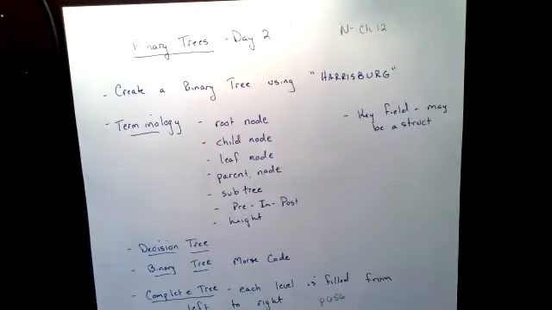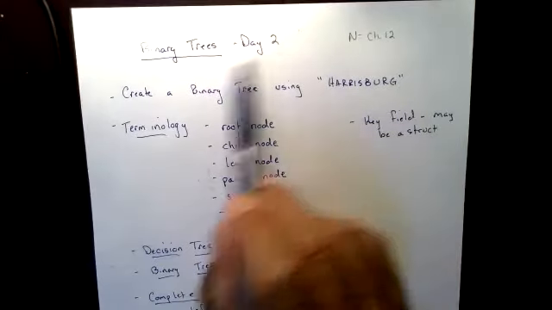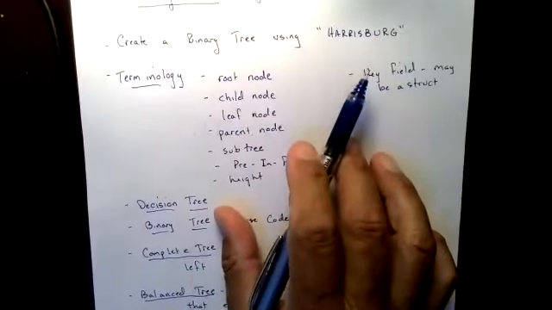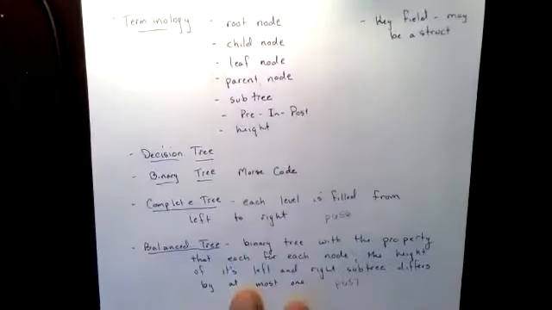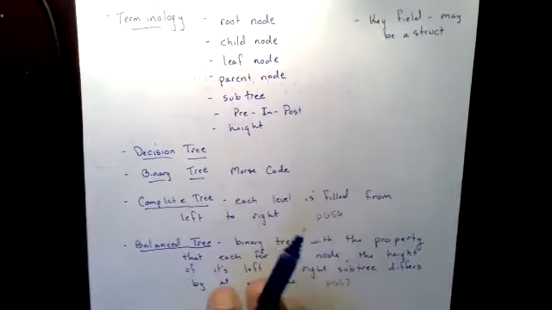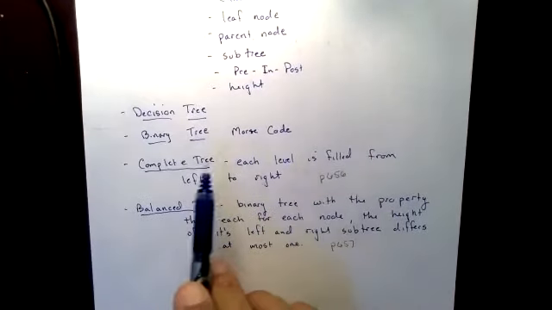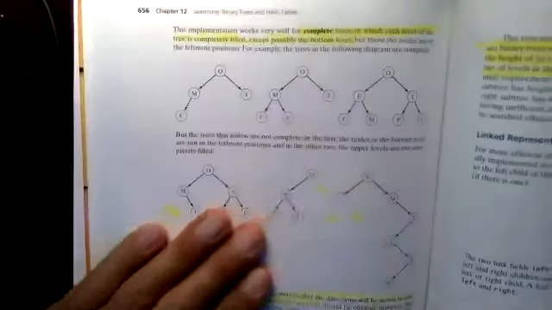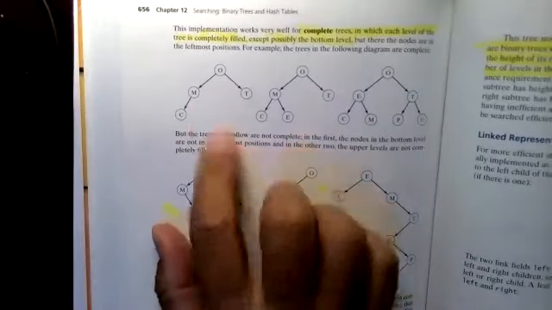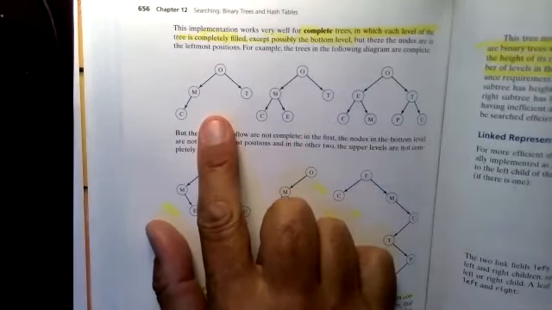Some definitions. See where we're at. Binary tree. Okay, we talked about doing Harrisburg. Terminology: root node, child node, leaf node, parent node, subtree, pre, in, and post, and height. We should be starting to get good with the traversals. Decision tree, binary tree. Okay, a complete tree. A complete tree is one where each level is filled from left to right, but the bottom doesn't have to be completely filled. So if I threw this guy up in front of you and I said, okay, taking a look at this first binary tree, is that complete?